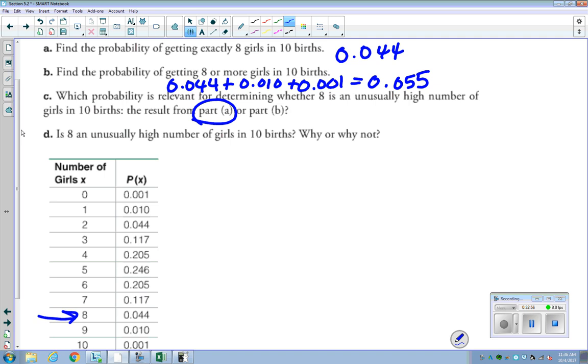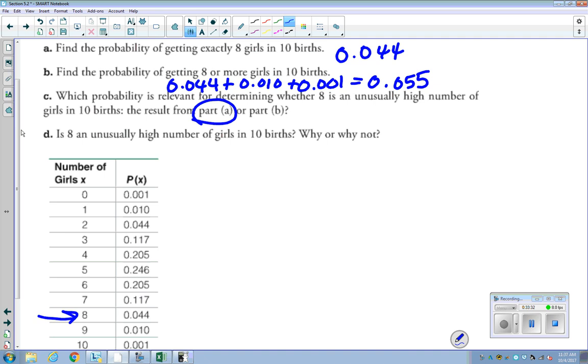So the answer is yes or no? Let's see what the book says, because I don't want to... what number was that? It says no. See, that's because of the way you read it and interpret that question, because the probability of 8 or more girls is 0.055. It didn't say the word at least, but when I read that, I'm like, ooh, what does he really mean?